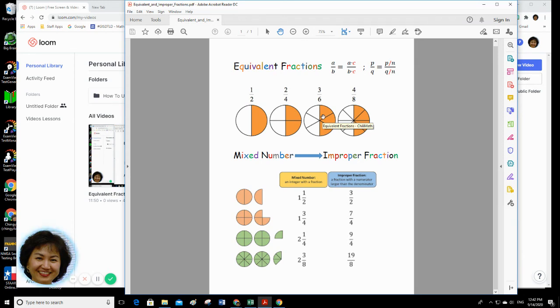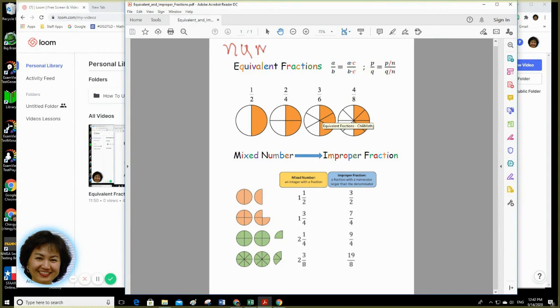The 5 vocabulary words you have to remember, they are first, numerator, N-U-M-E-R-A-T-O-R. That's the top one. The second one is the denominator, D-E-N-O-M-I-N-A-T-O-R. That's the bottom one.